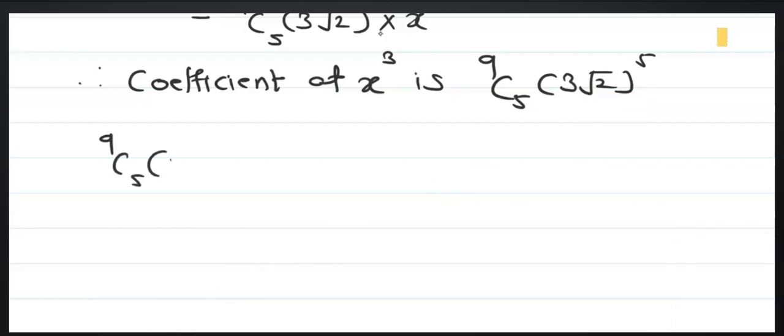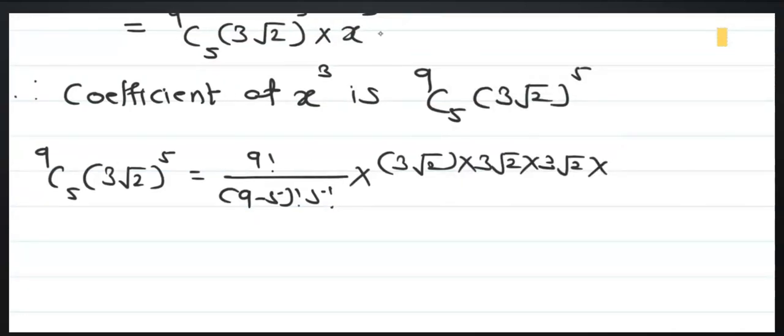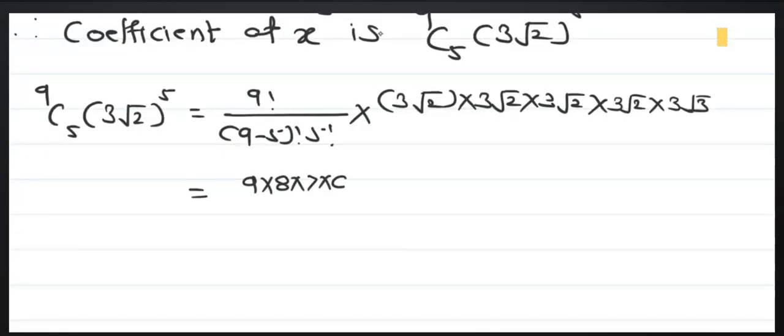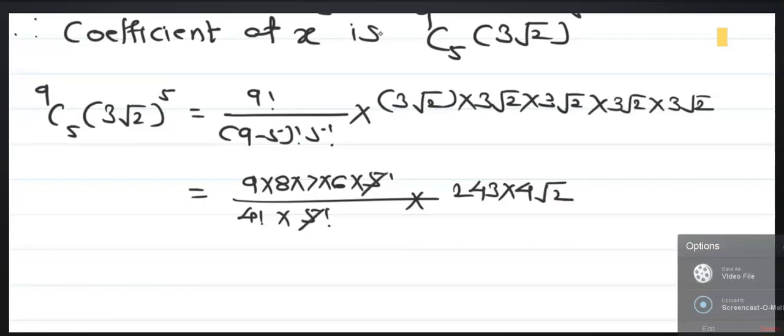Now see this here. Now calculate 9 factorial upon (9 minus 5) factorial into 5 factorial, and 3 root 2 multiplied up to 5 times. In a very simple way, I have written it. Now see this here. 9 factorial upon (9 minus 5) factorial into 5 factorial, 3 root 2 up to 5 times. Their multiplication, 3 into that, 5 times.